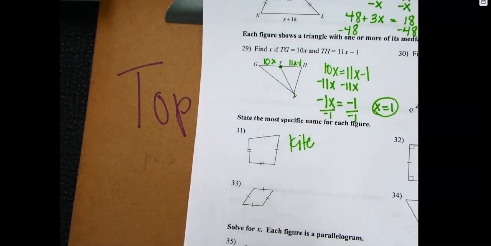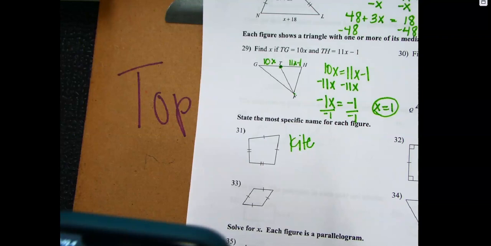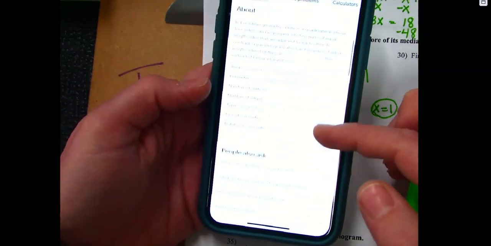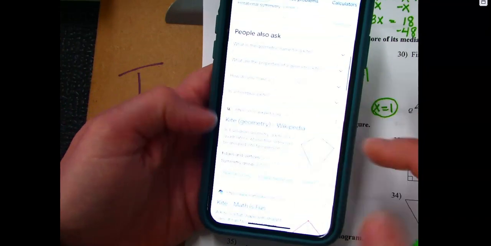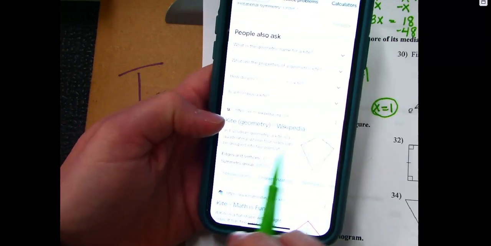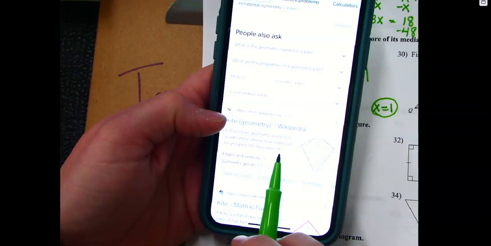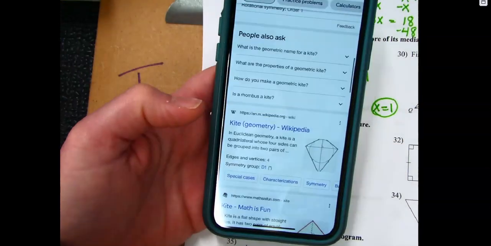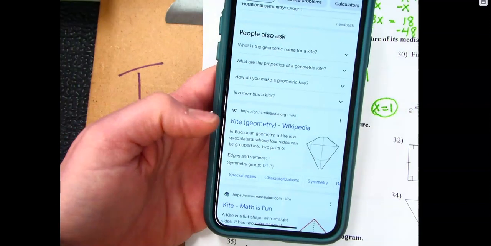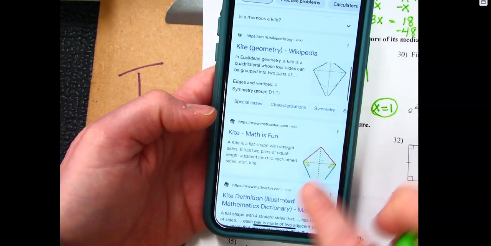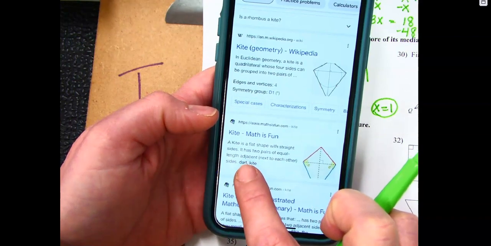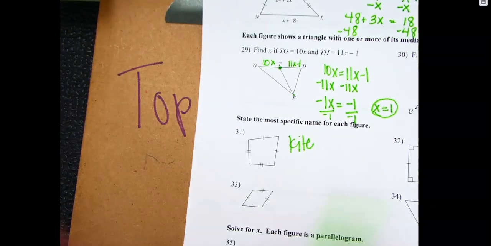So, you can see it here. It's got all kinds of information. A kite is a quadrilateral with 4 sides that can be grouped into 2 pairs. So this is what I'm saying: use your technology to help you figure out what a kite is. 2 pairs of equal length adjacent sides. So either way, make sure you justify that.